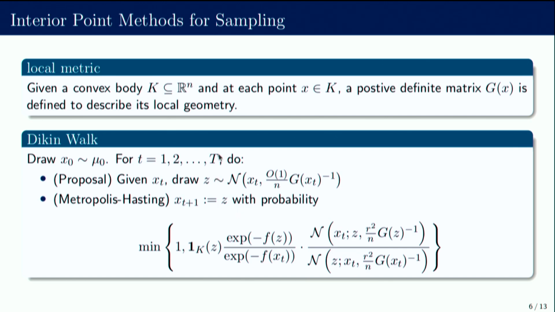So this is our algorithm. Basically, the intuition is that given this convex body K, at each point we define a positive definite matrix to describe its local geometry. Given the current step, we draw the next step from a normal distribution, but the covariance matrix changes with the current step. Then we add a Metropolis-Hastings filter, just to ensure the stationary distribution is the target distribution.